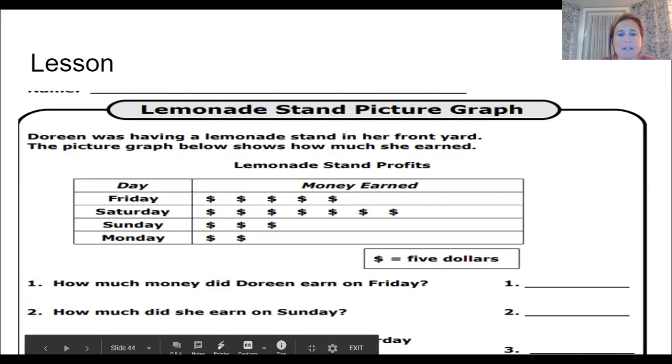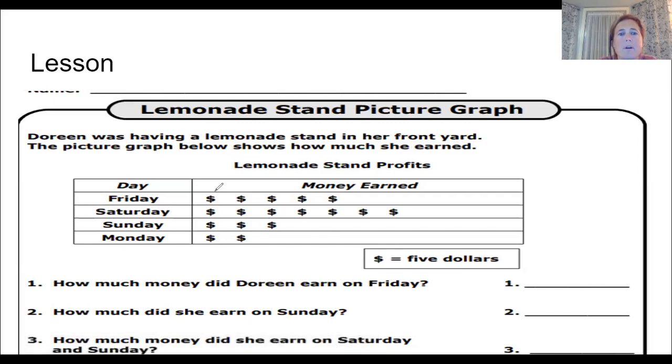Ms. Fogelman is going to grab her pen very quickly so that she can write on our chart. Our dollar signs are our pictures in our pictograph. The dollar signs stand for money earned, and these are the days of the week that they had the sale. Now, before we can do anything in a pictograph, we have to read the key.